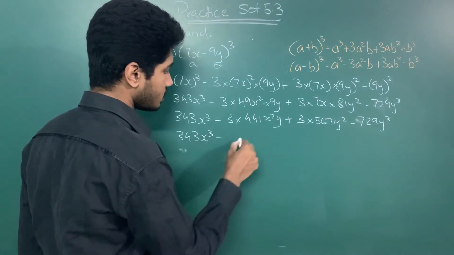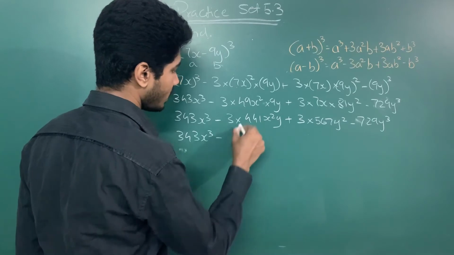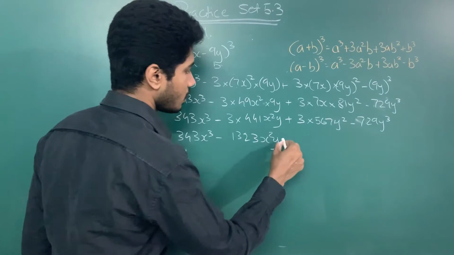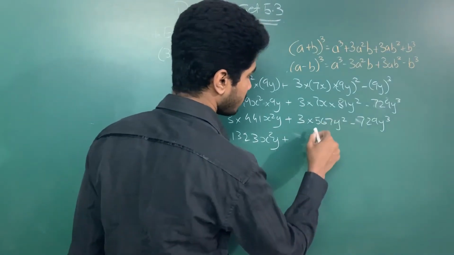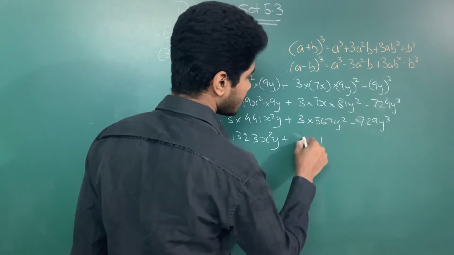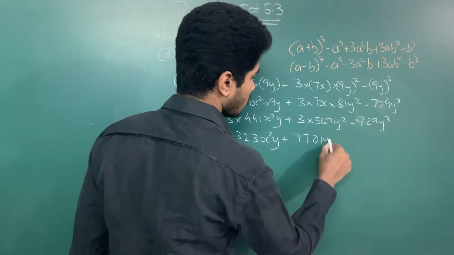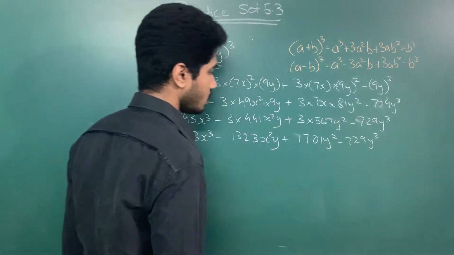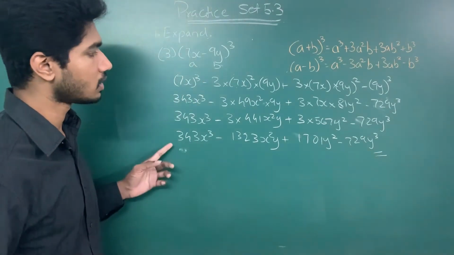343x cube minus 3 into 1 will be 3, 3 into 4 will be 12, 1 gets carried, 1 3 2 3, so 1323 x square y, plus 3 into 567, 3 into 567 will give me 1701 y square, minus 729 y cube. Therefore, the final answer of the third question is this.